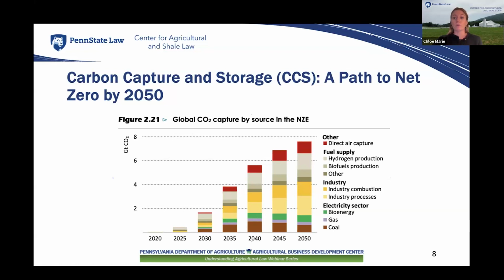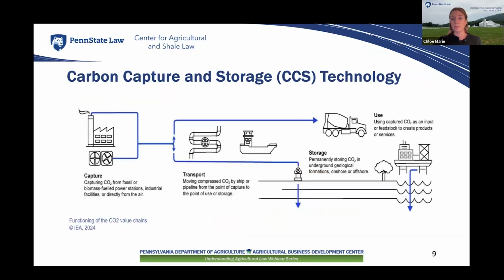Before we explore further, let's first take a brief look at the technology itself and how it actually works. The process of carbon capture and storage technology involves three main stages: capture, transport, and storage.